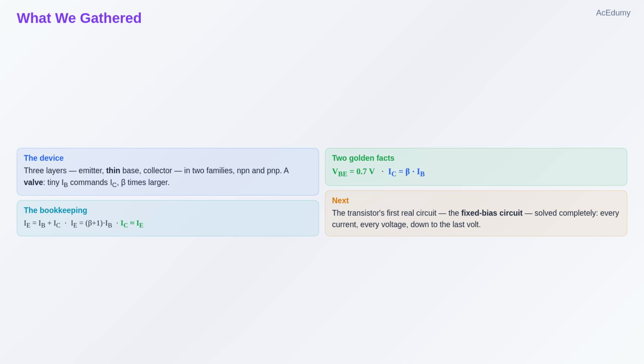Next time, we put the transistor into its first real circuit, the fixed bias circuit, and we solve it completely. Every current, every voltage, down to the last volt.